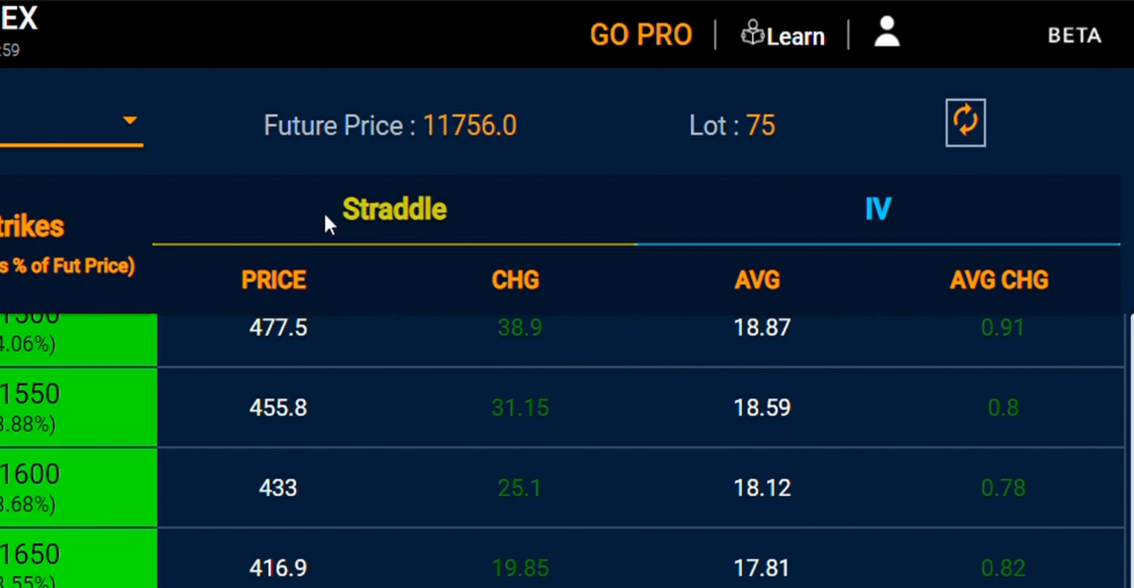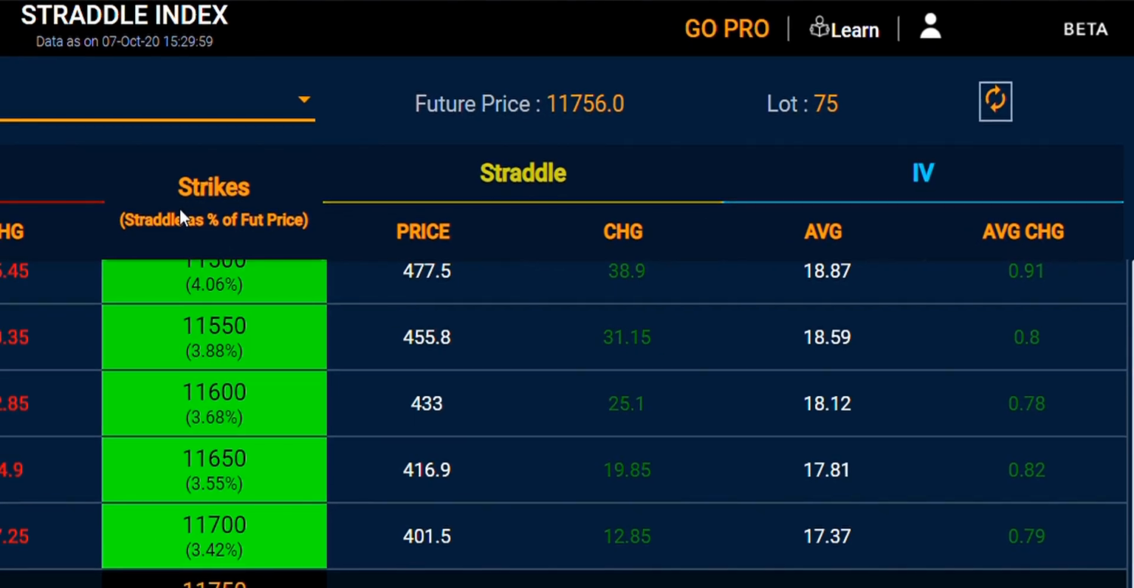Moving ahead, you can see the strike. Moving ahead, you have all the strikes, and below that there is a straddle as the percentage of the future price. This means the total price to deploy a straddle strategy divided by the future price for your selected symbol.